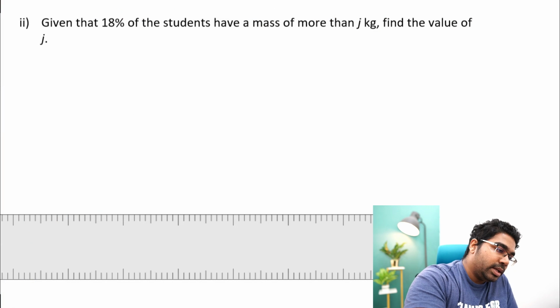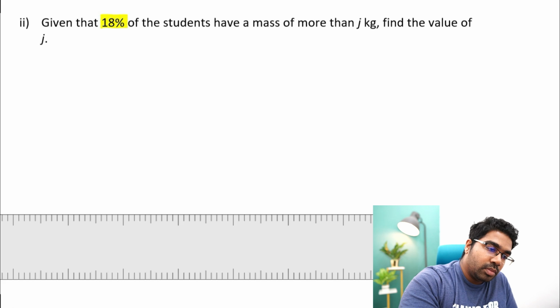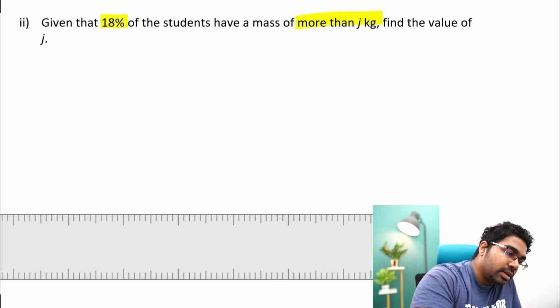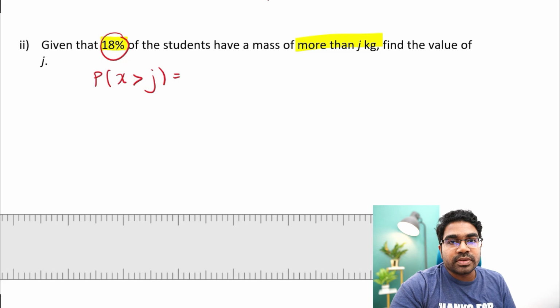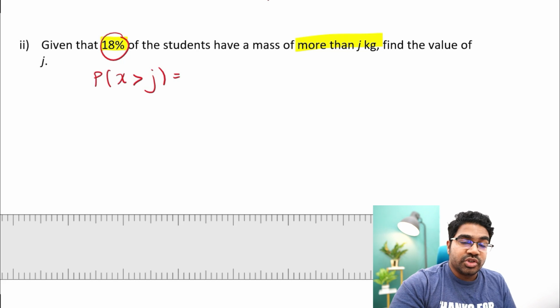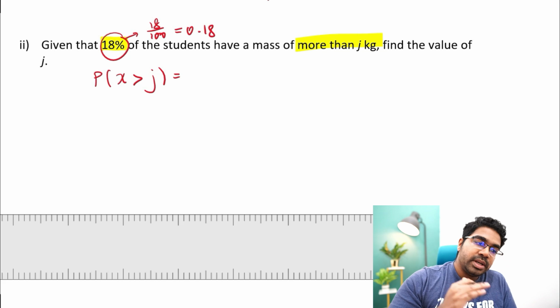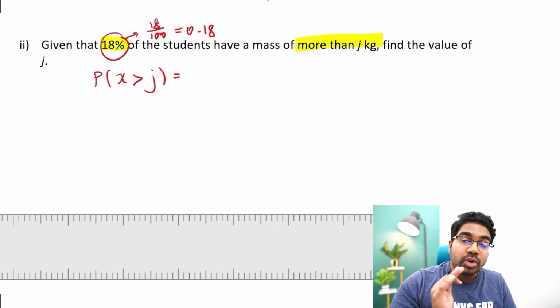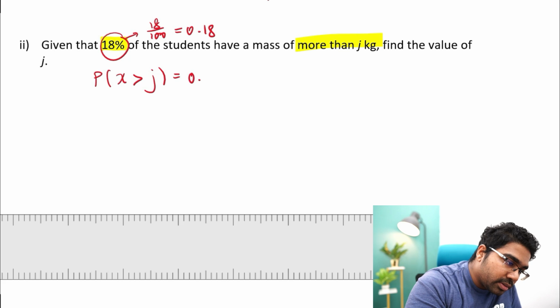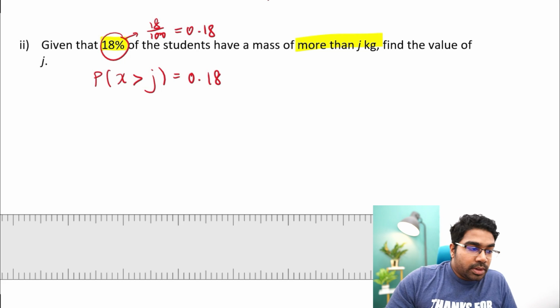Given that 18% of the students have a mass of more than J, find the value of J. So they are telling you that the probability of X being more than J, if 18% of the students have a mass that is more than J, that means the probability would be 18 divided by 100. So 0.18. This is the probability of a student having a mass that is more than J. So now what do we do?